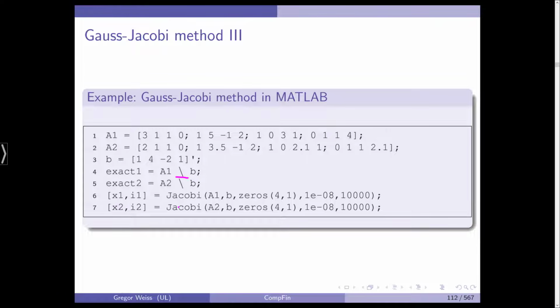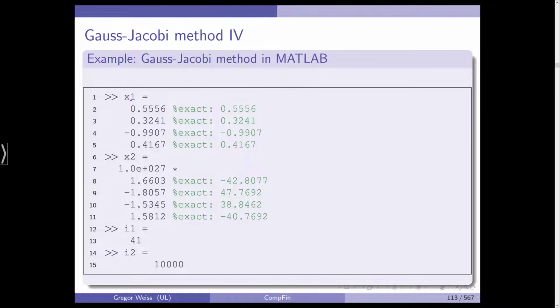And then we calculate the solution using the Gauss-Jacobi method, and we use A1 and A2, a maximum number of 10,000 iterations, and we want it to have a minimal change of at least 10 to the power of minus 8. So 8 decimals is the change that we still accept. If it's smaller, then we will stop the algorithm. x1 in this case is 0.5556, and we get basically the same results using the iterative method.